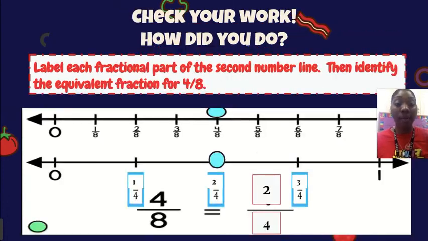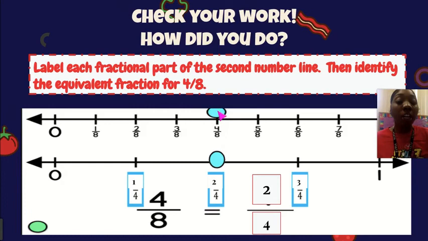Okay, scholars, welcome back. Now let's double check our work. So we wanted to find the equivalent fraction for 4/8, and we wanted to label the second number line. So we know the second number line is broken into 1, 2, 3, into fourths. And so when I label my number line, I'm going to put 1/4, 2/4, and 3/4. And we want to find the equivalent fraction for 4/8.